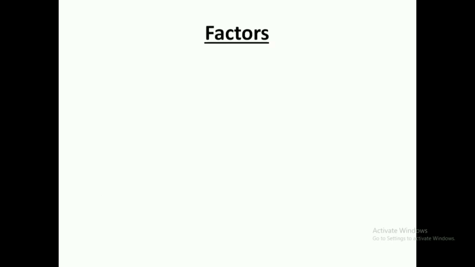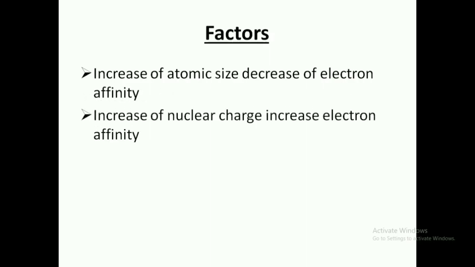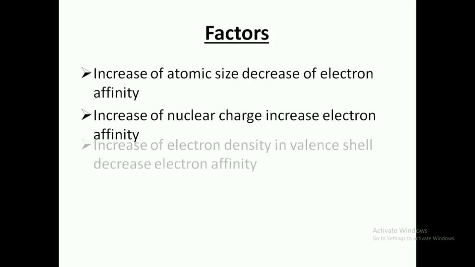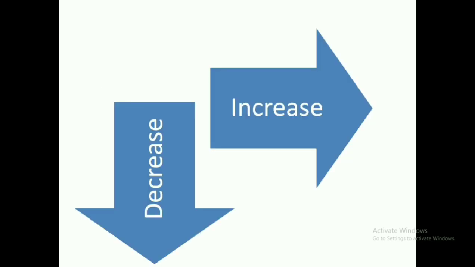Now, factors: increase of atomic size, decrease of electron affinity. Next, increase of nuclear charge, increase electron affinity. Increase of electron density in valence shell, decrease electron affinity. From these three factors, the total summary is that from left to right, electron affinity increases, and from top to bottom, electron affinity decreases. Those are the general rules of electron affinity.